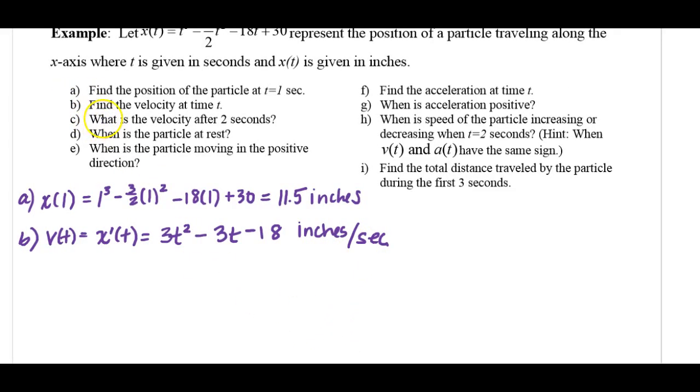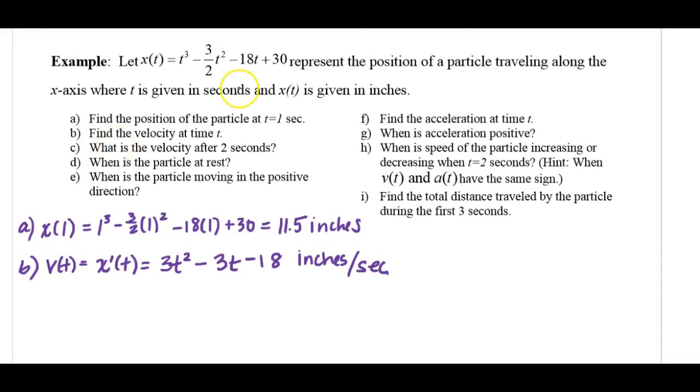All right, so part C, scroll down a little. Part C, what is the velocity after 2 seconds? So now I have this velocity function in terms of t. All I'm being asked to do here is substitute the 2 into my velocity function. So 3 times 2 squared minus 3 times 2 minus 18. And skipping the arithmetic again, I'm going to get negative 12. And my units are velocity, so inches per second.